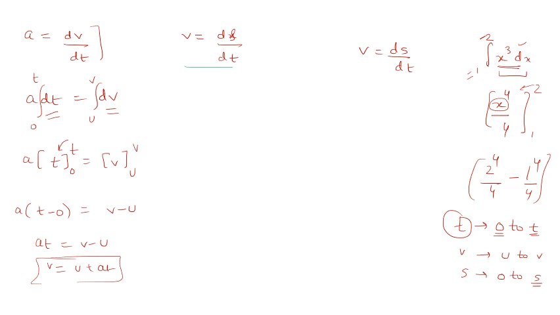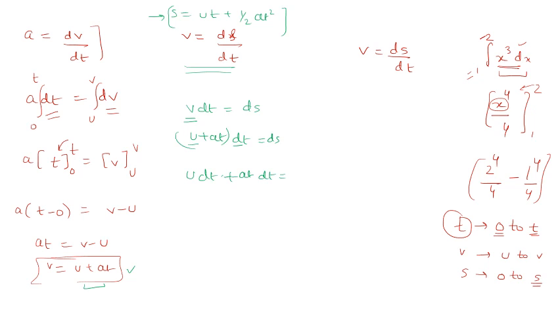Now if you talk about the second, what you need to do, this is v equals ds by dt. You can again take dt to the left. But may I ask you, this is your first equation. What is your second equation? It is s equals ut plus half at square. Do you have v here? No. So you have to remove v. So you can substitute u plus at instead of v here. So it will give you, if you distribute, u dt plus at dt equals ds.